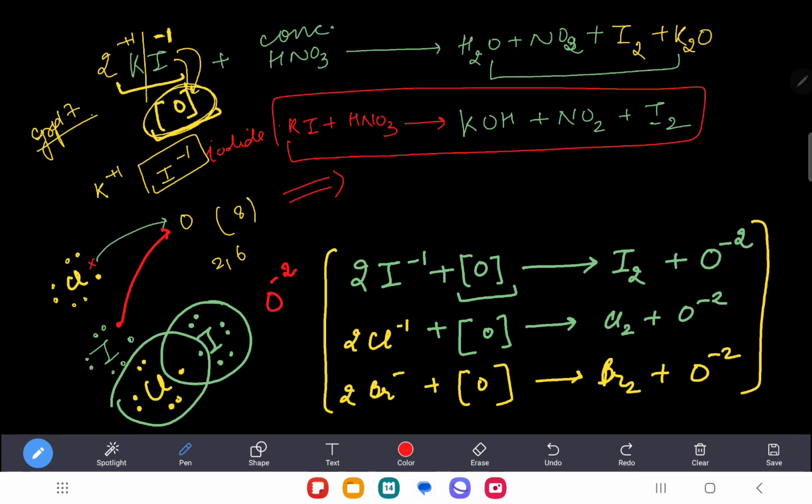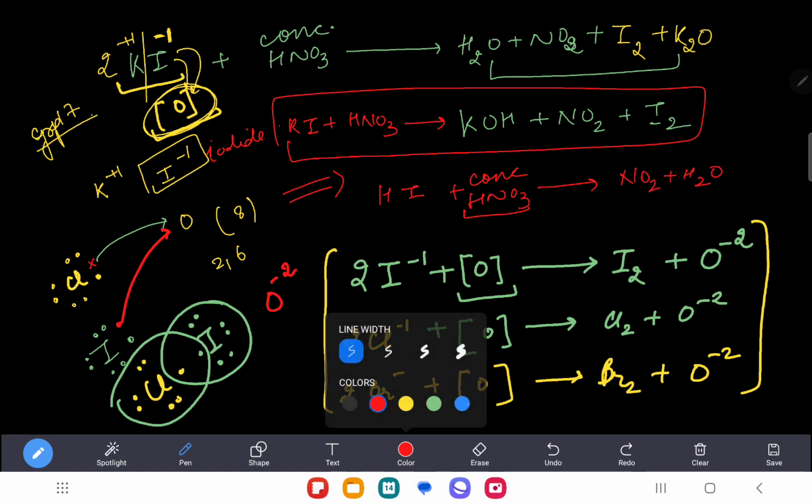That's how the reaction is. So it's not about KI. It could be any compound. If I give you an acid, HI also, hydroiodic acid, and if I add it with concentrated HNO3, you should be able to make the equations. You know that HNO3 on breaking down on its own will give you NO2 and water and nascent oxygen.